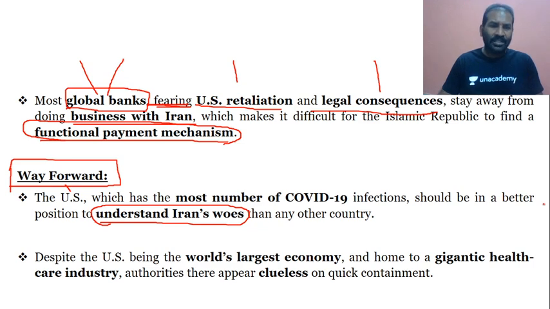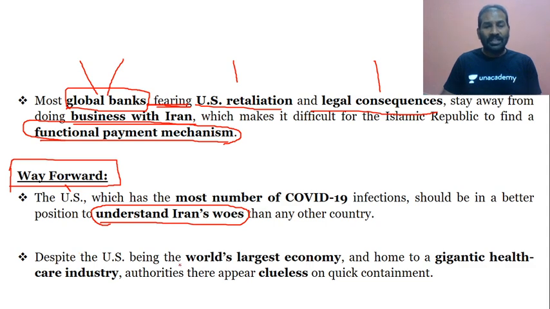No doubt the difference is because the US is the most powerful country, economically powerful, and it is the most developed country. But in regards to the pandemic situation, the US should definitely understand, because it is the US which can understand better than any other country in regards to Iran's woes or Iran's crisis.